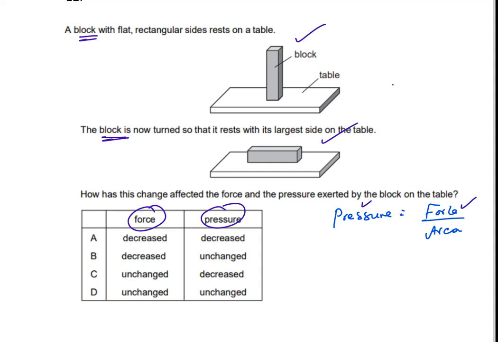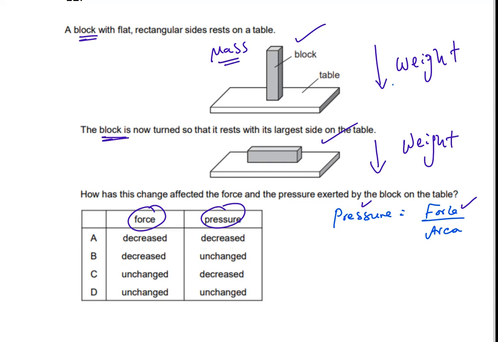So firstly, what happens to the force? We know that force is acting downwards in both the cases, and the force that acts downwards is nothing but the weight. So the weight hasn't changed in both the cases because the mass hasn't changed. The mass remains the same because it's the same material, the same flat rectangular block. So that means the weight of these blocks never changes. So the force at which it is being pulled down has remained constant. So the force remains unchanged. So it's either C or D.